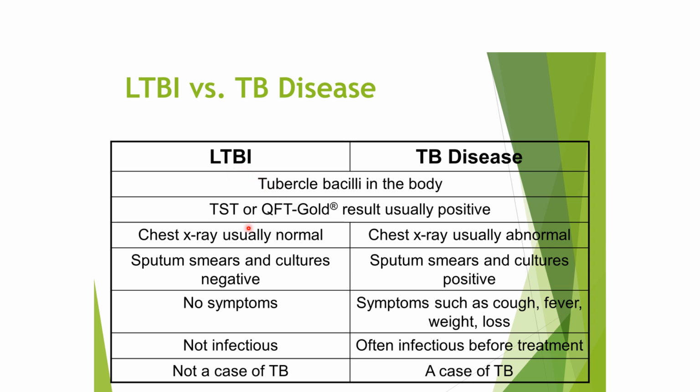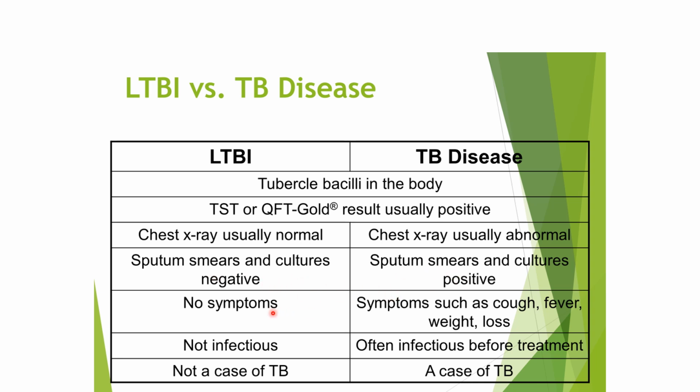This is just the difference between latent TB infection and TB disease. Currently, it's called TB infection; we no longer say latent. In both you have tubercle bacilli in the body, and both have activation of the cell-mediated immune response, so when you do TST and IGRA, they'll be positive. The chest X-ray for latent TB is normal, while the chest X-ray for disease is abnormal. The sputum and smears are negative in latent TB because it's controlled, whereas in disease they are positive.